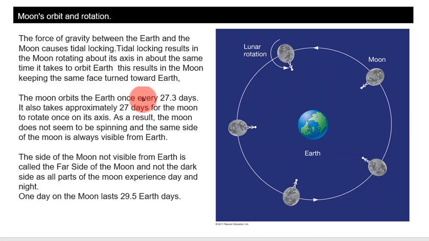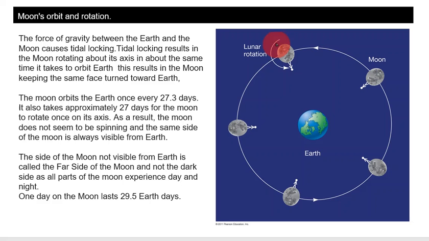So now if we look at the Earth and the orbit or the revolution of the Moon around the Earth. The force of gravity between the Earth and the Moon causes what's known as tidal locking. Tidal locking results in the Moon rotating about its axis in about the same time it takes to orbit Earth. This results in the Moon keeping the same face turned towards the Earth.